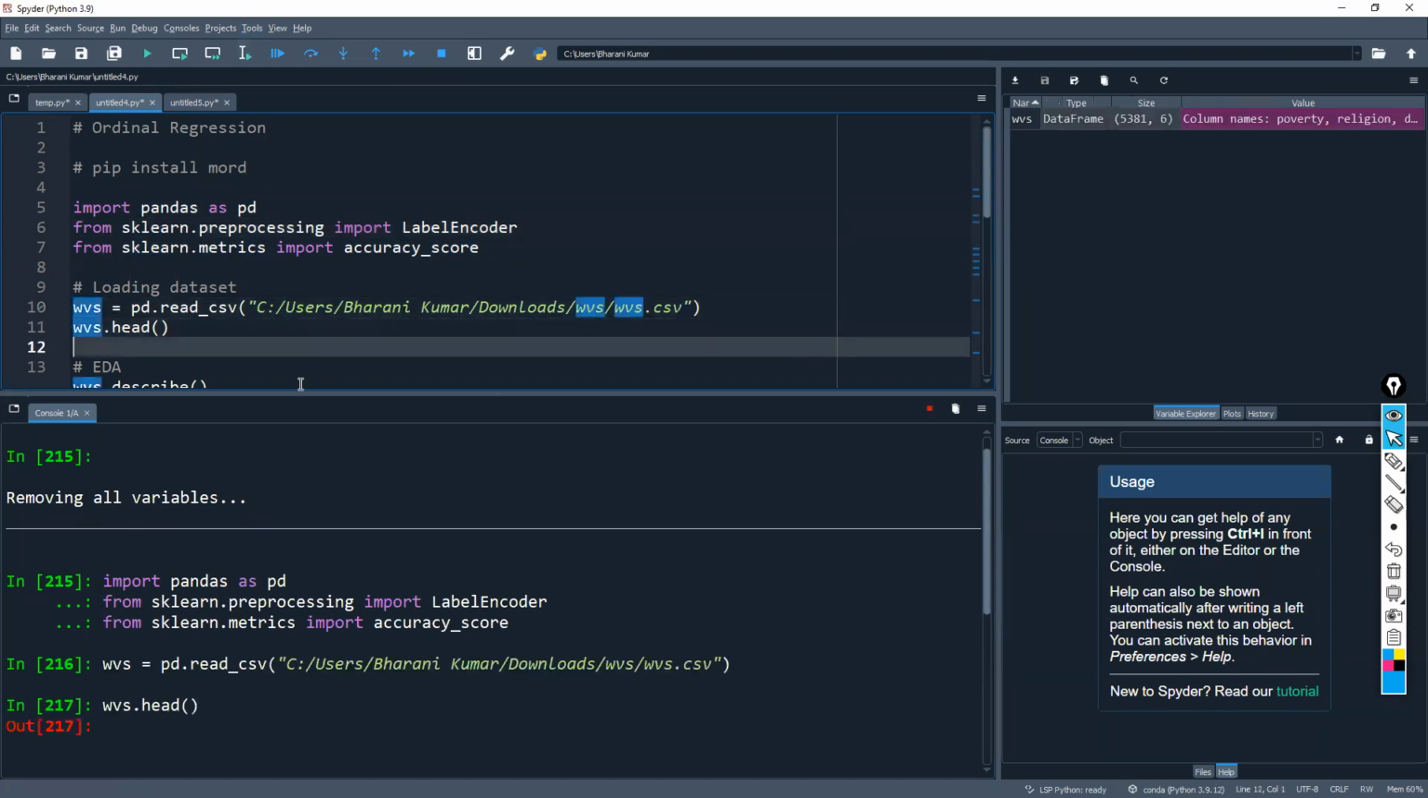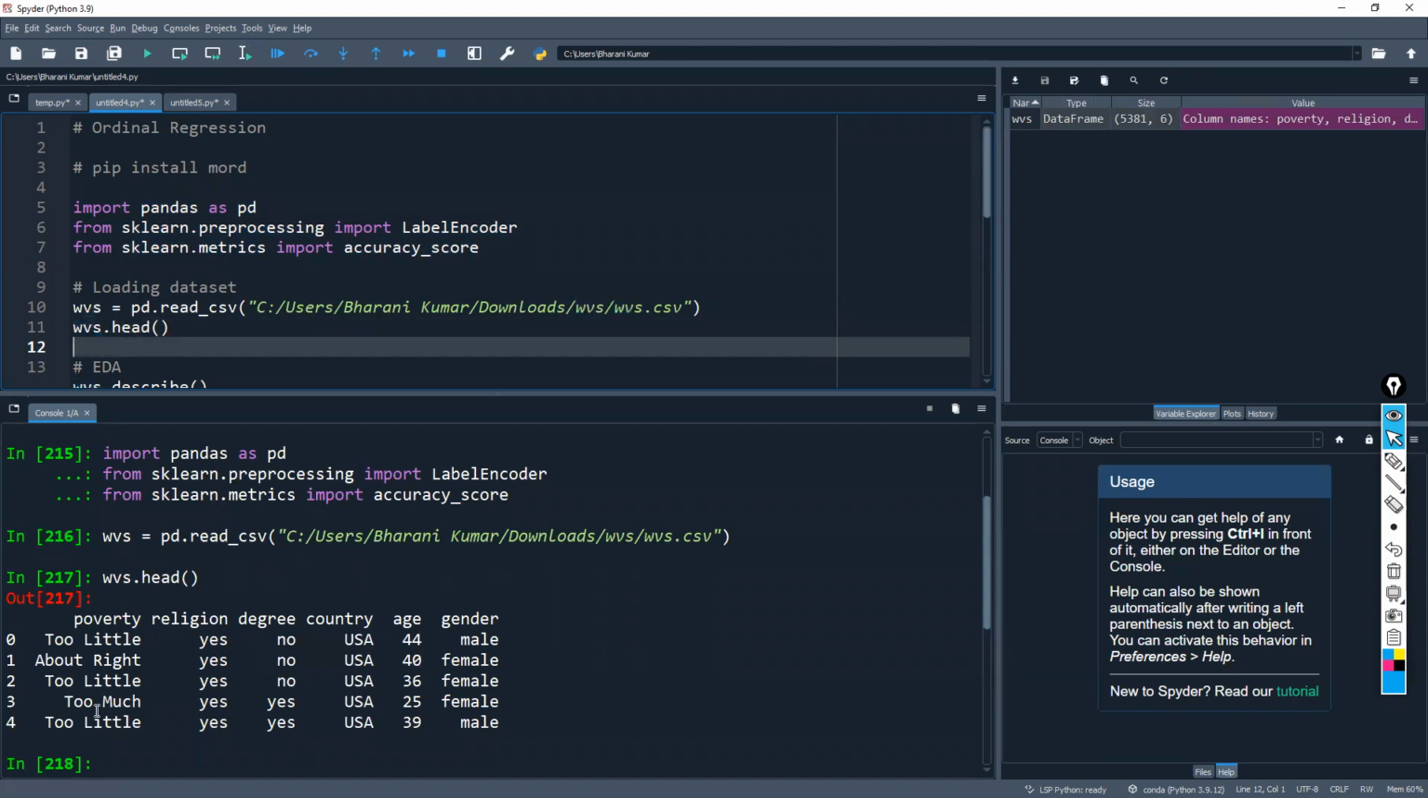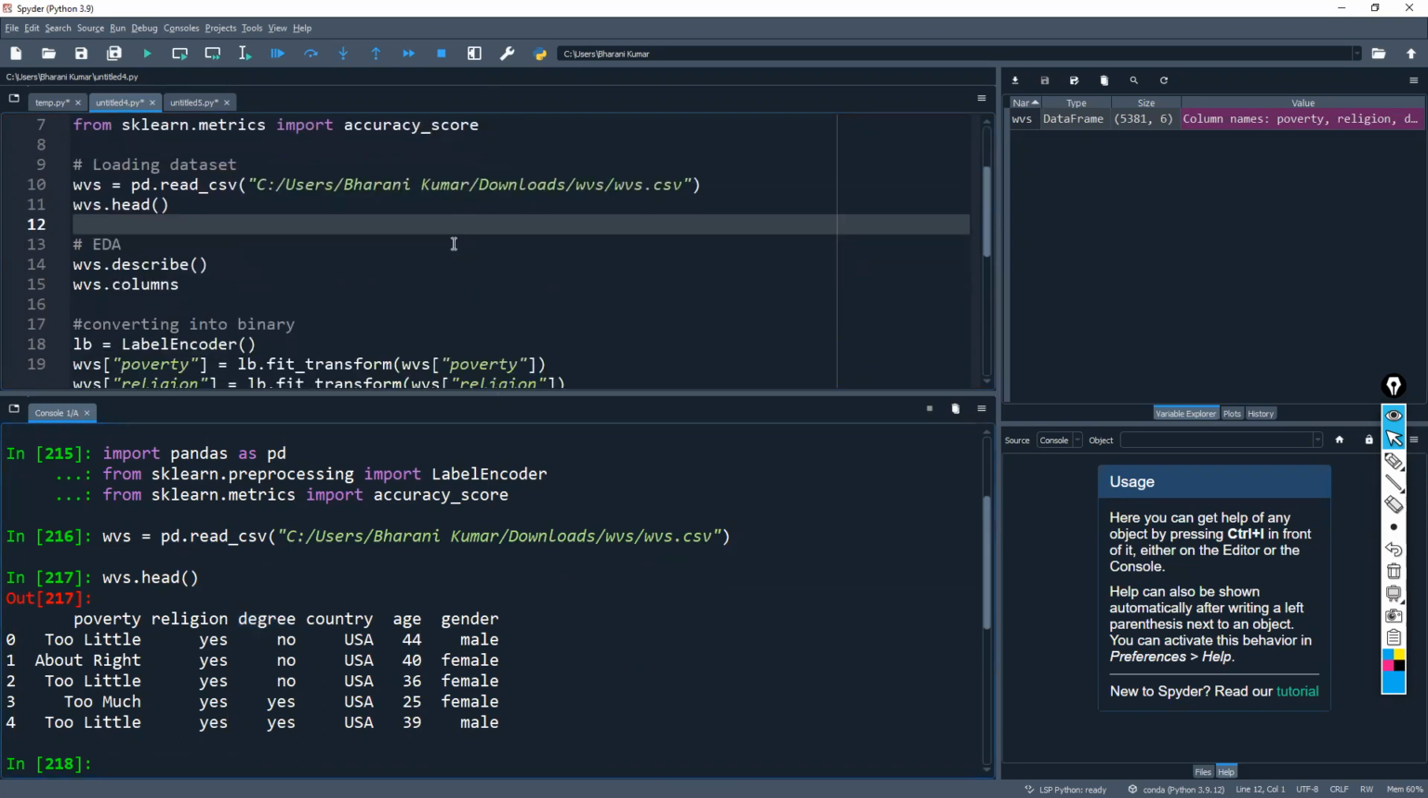Okay, then if you were to look at the head, you see poverty. Is government doing too little or about right or too much, given specific religion, degree of the people, country, age, gender, and so on and so forth. Here, degree does not mean your education. To what degree? I mean, are you really crossing the barrier, yes or no? That's what it means.